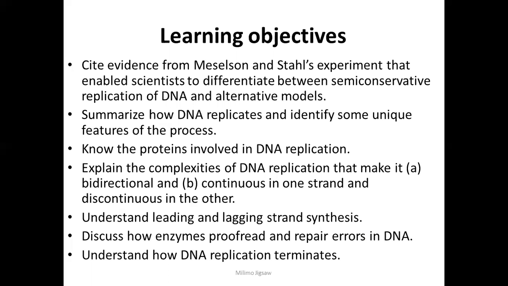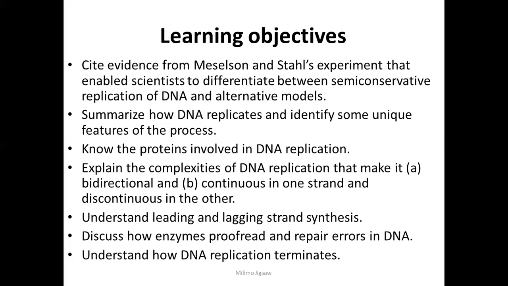So there was an experiment that was carried out by these two scientists, and we need to understand that experiment. And then we need to summarize how DNA replicates and also be able to identify some features that are unique for this process. Then it is important that we know the proteins. We need to know the enzymes that are involved in DNA replication. We need to know the complexities that are associated with DNA replication, which make it bidirectional.